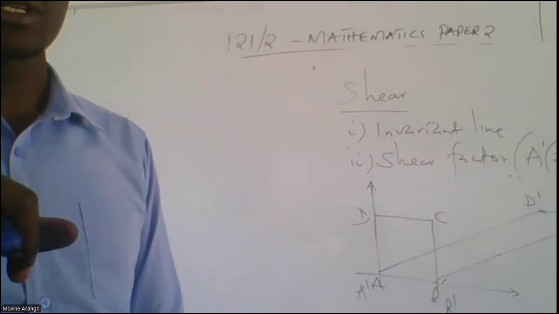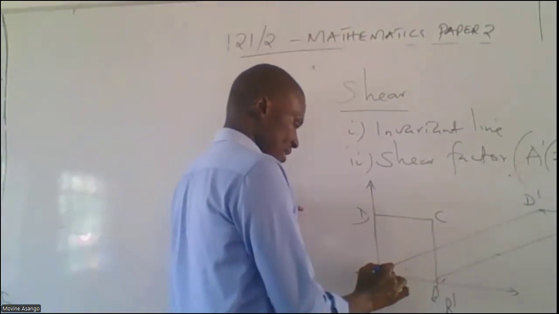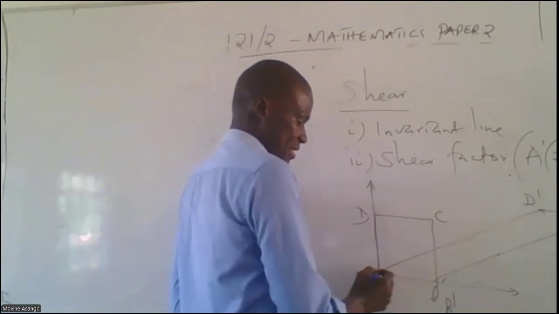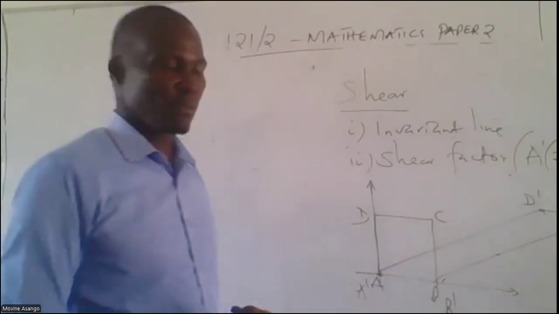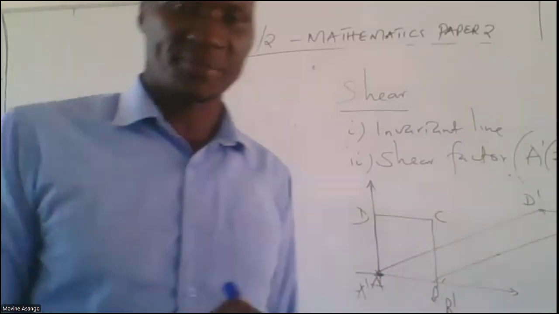So what I'm going to do is check. I will check the image of AD. AD is here. The image of AD will move like that, A prime, B prime. You will realize that those 2 lines meet somewhere. Wherever they meet, that point is on the invariant line.